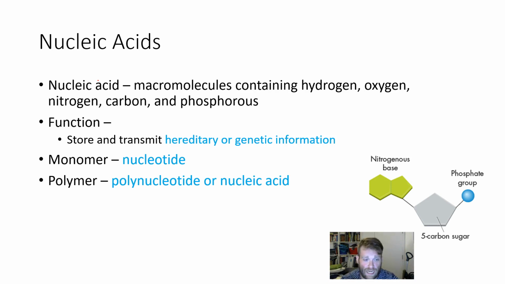The monomer is a nucleotide. So this thing right here, this whole thing would be a nucleotide. So your nitrogenous base, your 5-carbon sugar, and your phosphate group, this would be the nucleotide. And then a polymer would be called a nucleic acid usually when we have 2 or more of them together, or you might also see a polynucleotide. So again, a nucleotide, many of them.